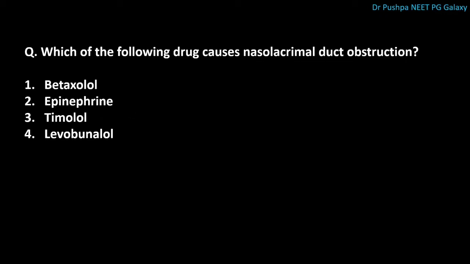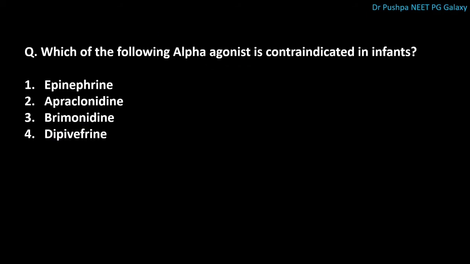Next question is, which of the following drug causes nasolacrimal duct obstruction? The correct answer is timolol. Timolol is the beta blocker. It is used in the treatment of glaucoma. Which of the following alpha agonist is contraindicated in infants? The correct answer is brimonidine. Brimonidine is contraindicated in infants because it causes drowsiness and it causes CNS depression.